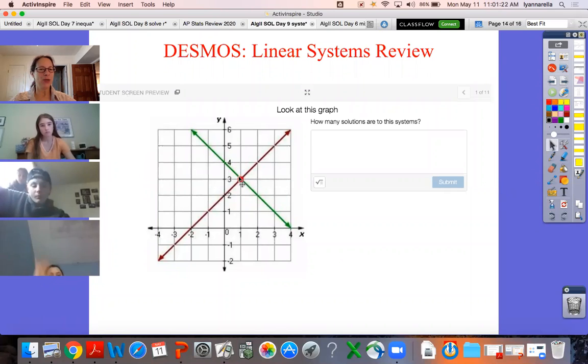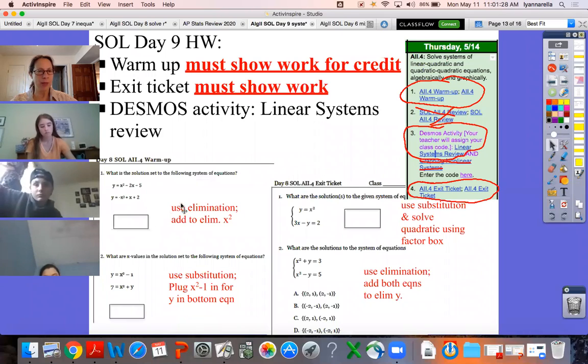So for Desmos, you can do this in the graphing calculator. It'll just say how many solutions, and obviously it connects at one place. But for the others, I'm telling you what I would use, but I'm not letting anybody use Desmos. You cannot use Desmos for these.